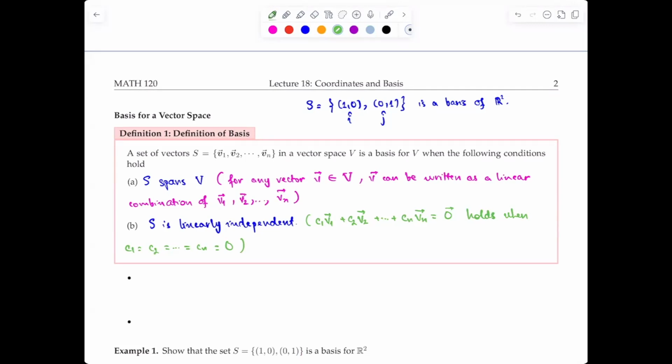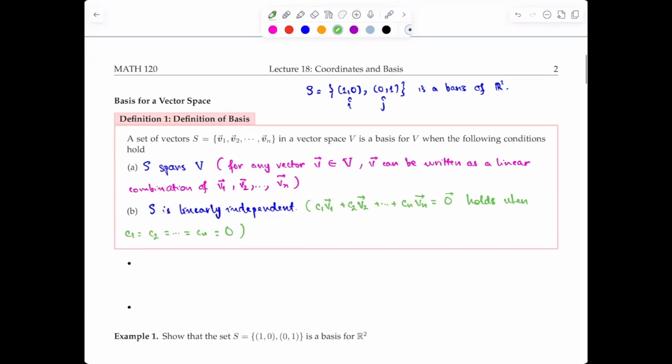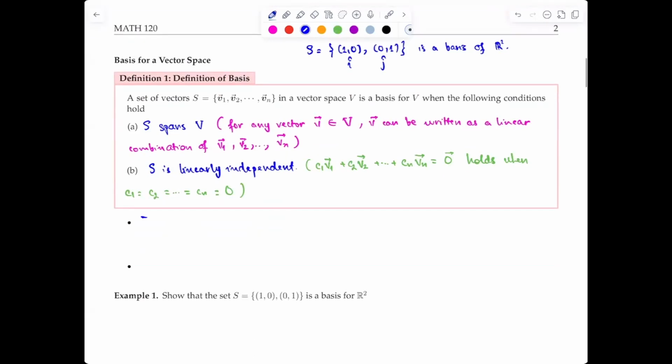Some remarks I want to give you: if a vector space V has a basis with a finite number of vectors, then V is finite dimensional.